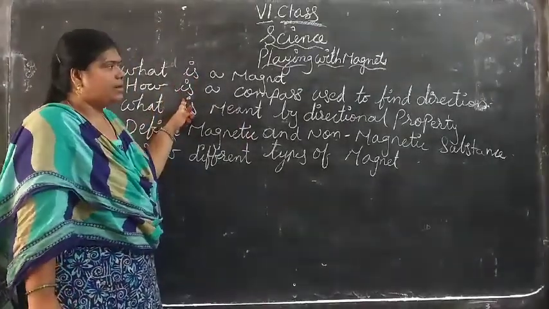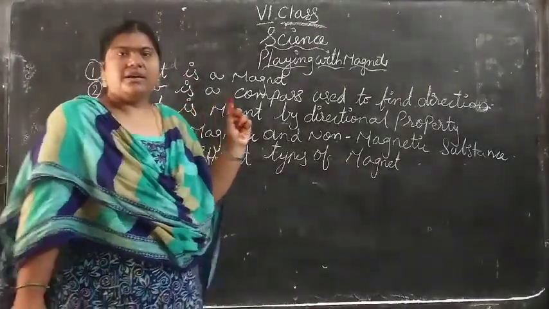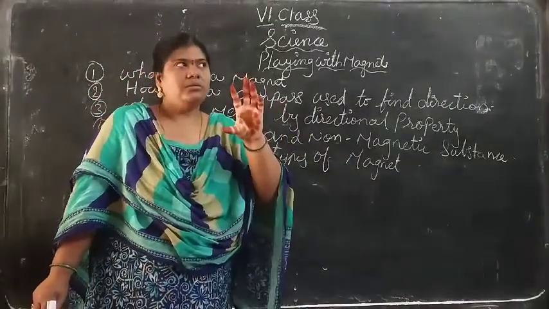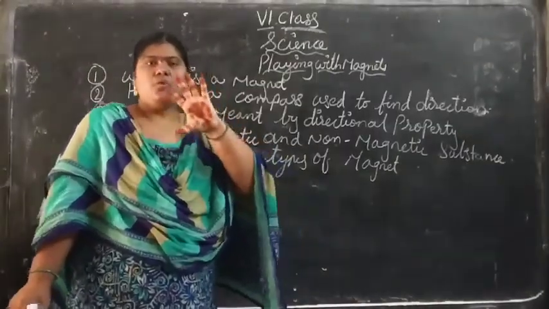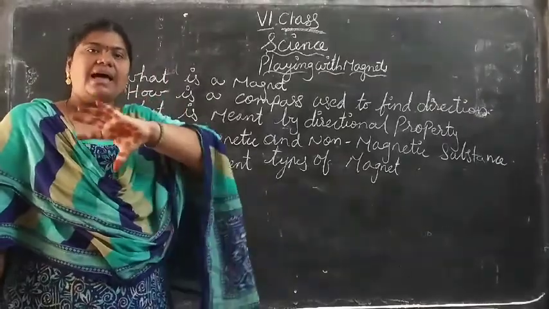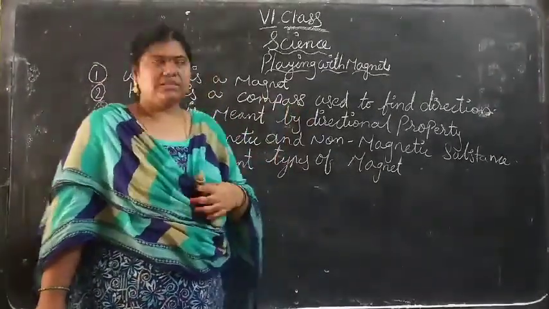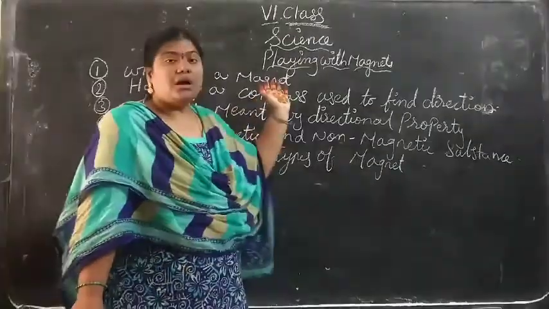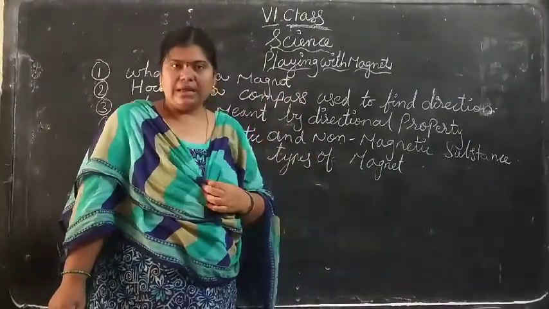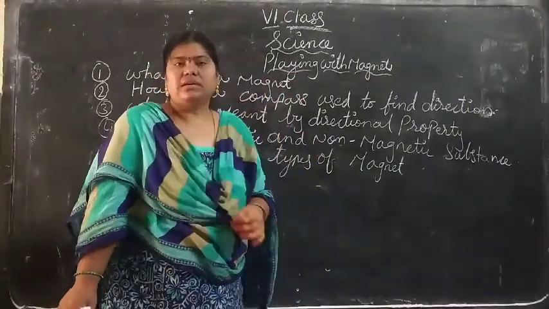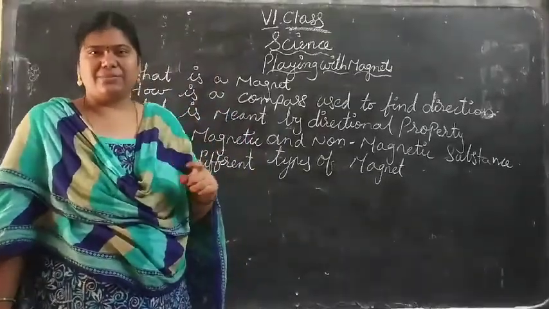Next one, how is a compass used to find direction? Here you can mention first what a compass is and what its structure is, for what purpose we are using this compass, who is using it, and in which directions the compass will show. You have to write about that.